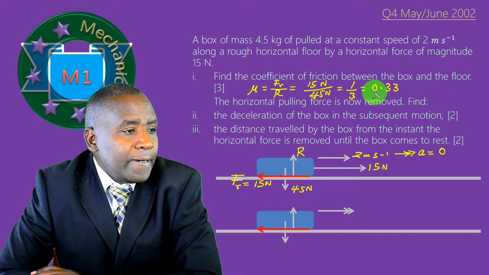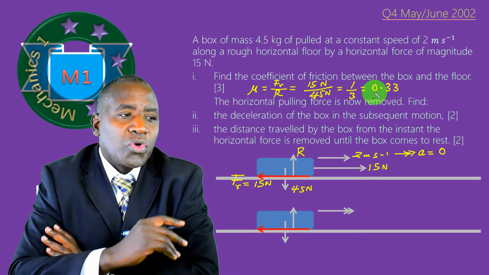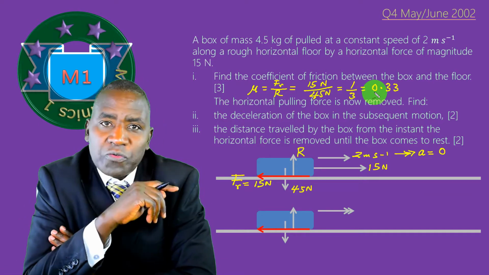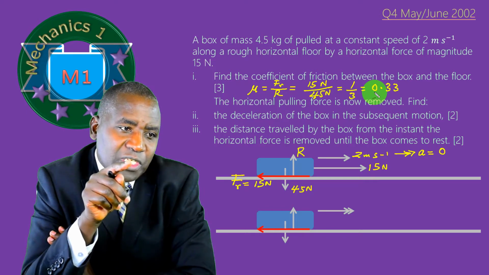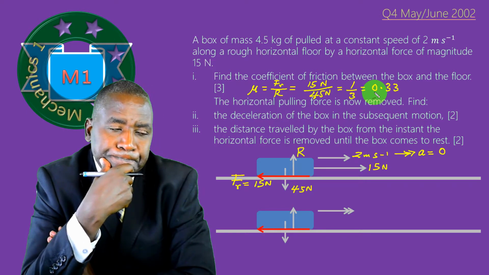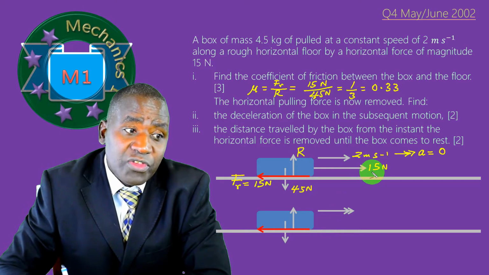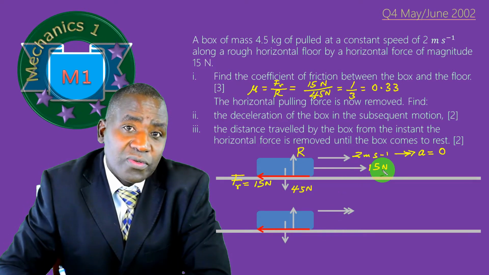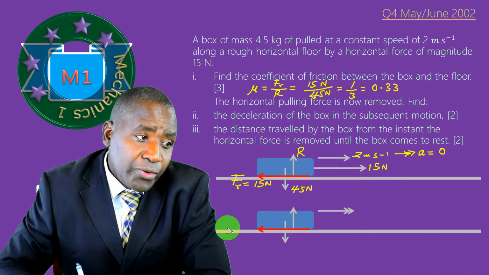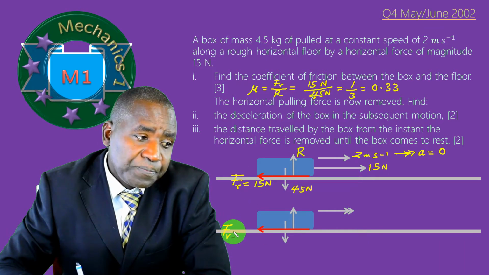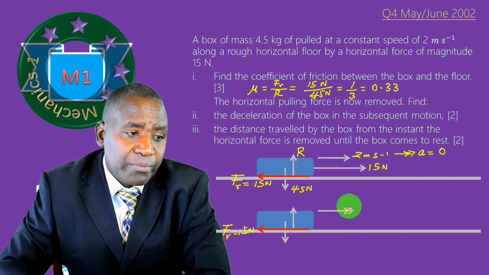Then we are told that the horizontal pulling force is now removed. Find the deceleration of the box in the subsequent motion. And that is what we have here. Now we have removed this force. By the way, the friction force will still have the same value of 15 newtons. It's the driving force that has been removed.